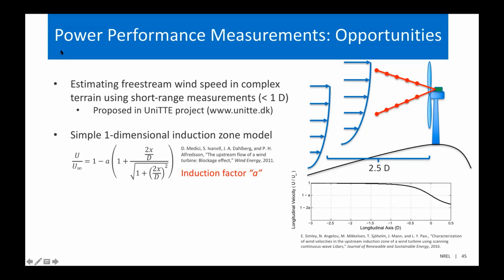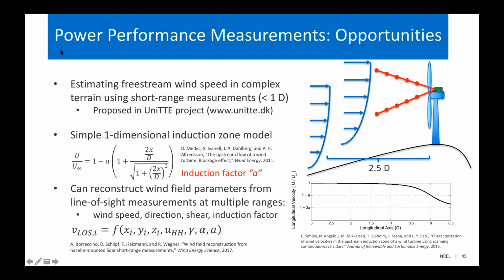So there's a popular, simple, one-dimensional induction zone model based on vortex theory, and it describes how the velocities are reduced approaching the turbine. It's a function of the distance, the rotor diameter, and the induction factor. The induction factor is just what fraction the wind has been reduced by when it reaches the rotor, and it depends on the power or thrust that the turbine's generating.